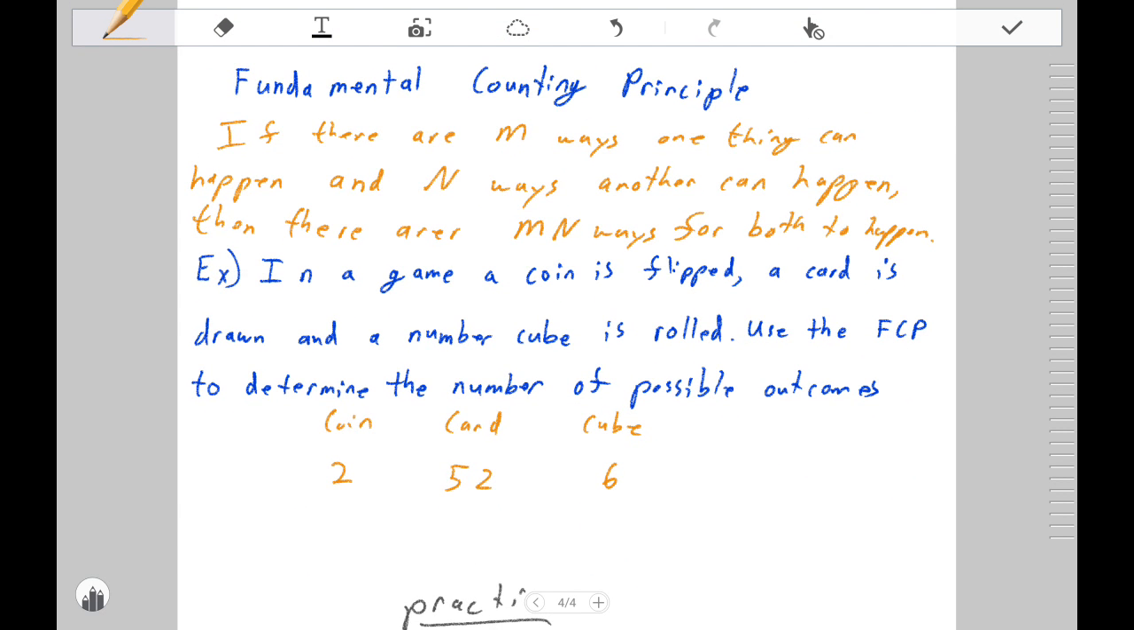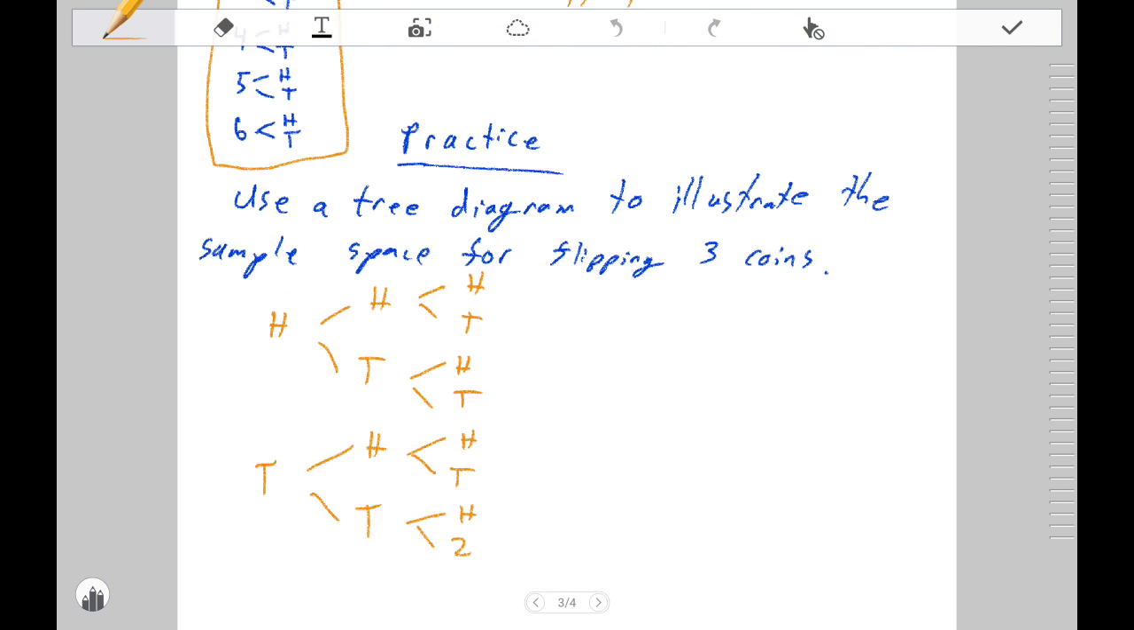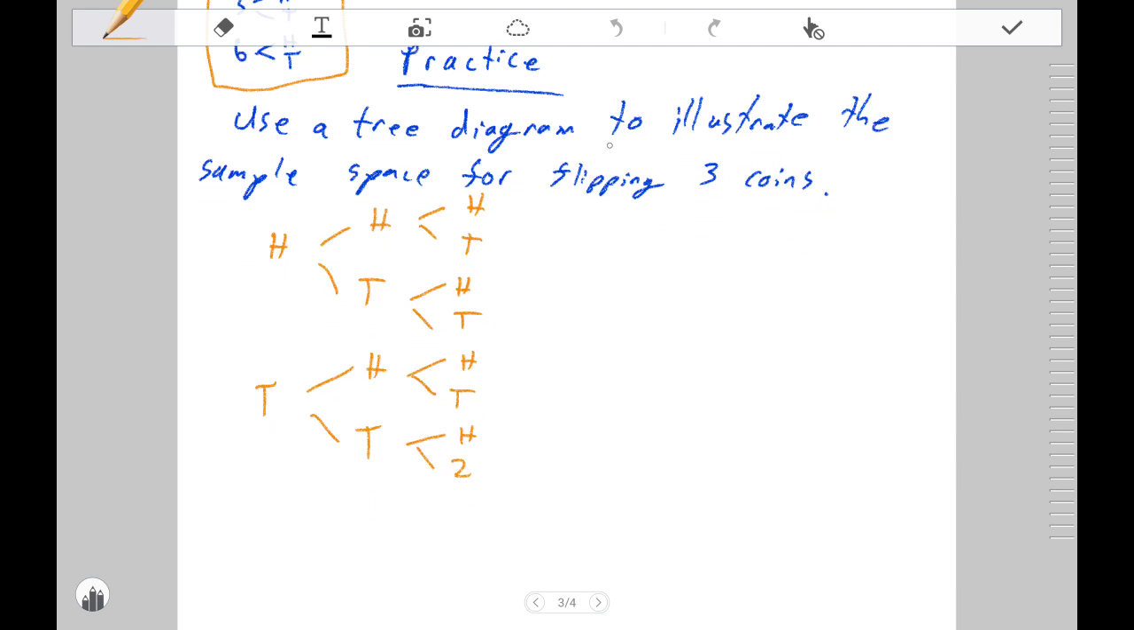So, a short video about the fundamental counting principle. I'm just going to slide back to the previous page here just so you can get a chance to check your practice problem. So, to use a tree diagram to illustrate the sample space for flipping 3 coins.